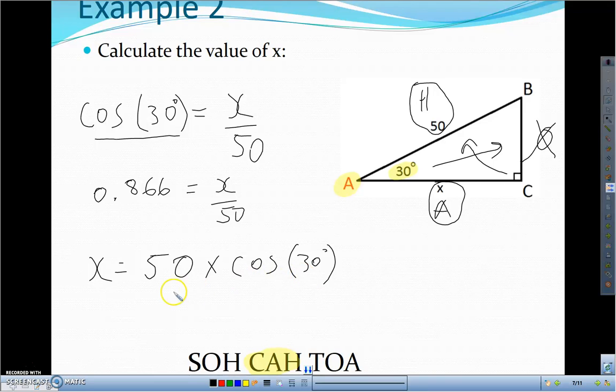Depending upon your calculator, you're going to write this differently, and if you're struggling with it, I think a lot of students, depending upon your level, will have problems with this, but you should be getting 43.3. In this case, what it's saying is, based on this angle and this side length here, x is 43.3 units. And whatever that means would depend on the question.